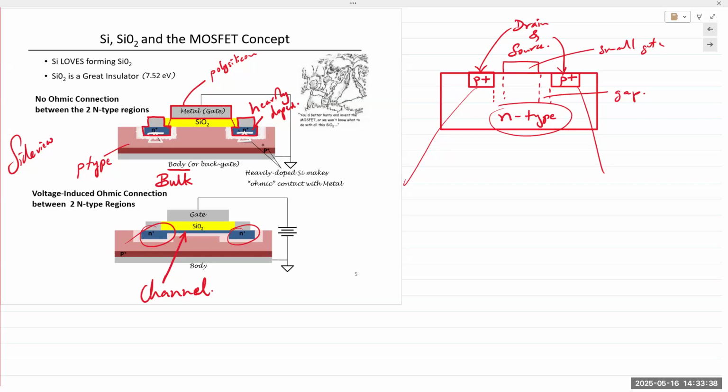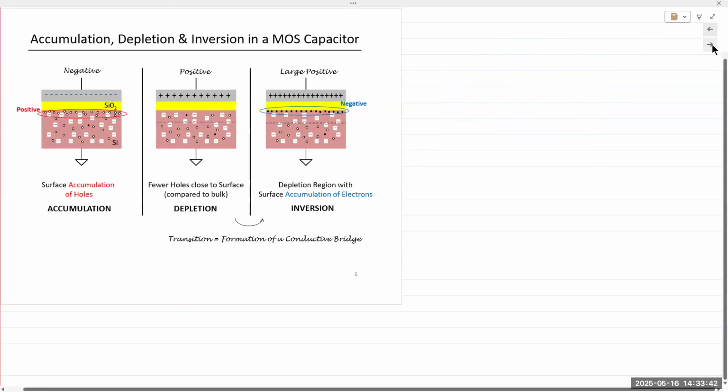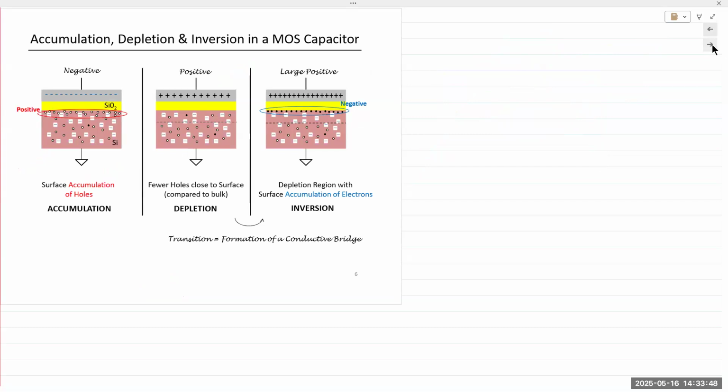That's the MOSFET concept. Let's go to the physical effects, the physics of it. All right, so three processes take place. There's accumulation, there's depletion, and then finally there's inversion that is required for creation of the channel.